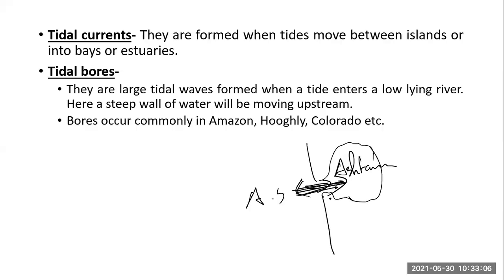Sometimes the water will be entering towards Ashtamudi Lake, and during low tide condition the water will be flowing in the opposite direction. So basically the water will be moving in between that particular region during high tide and low tide condition.